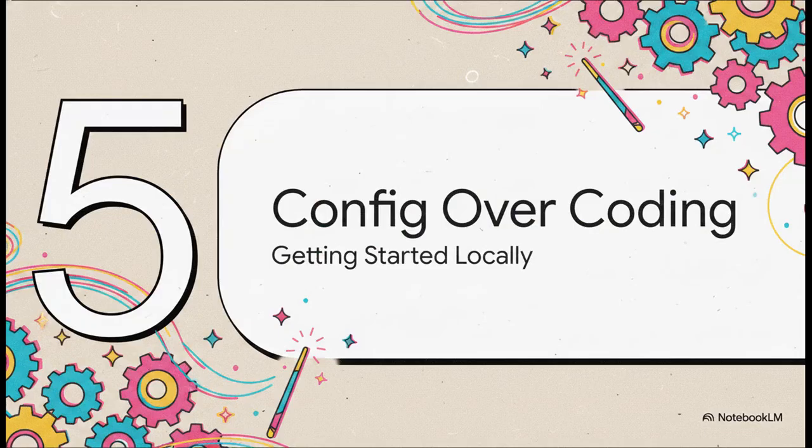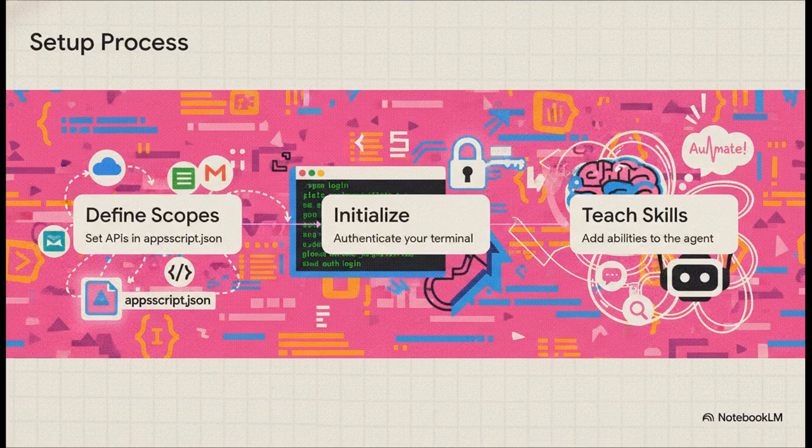Finally, Section 5, configuration over coding and getting started locally. Now, if this all sounds like pure wizardry, let's bring it back down to earth and see how easily you can run this on your own machine. It's an incredibly straightforward 3-step process. Step 1, define scopes in your manifest. This just tells the agent which APIs it's legally allowed to access. Step 2, initialize and authenticate in your terminal to grant the agent permission to act on your behalf. And Step 3, teach your agent new skills, or simply rely on the extensive built-in ones. That's the whole shebang. You are instantly ready to command your workspace.